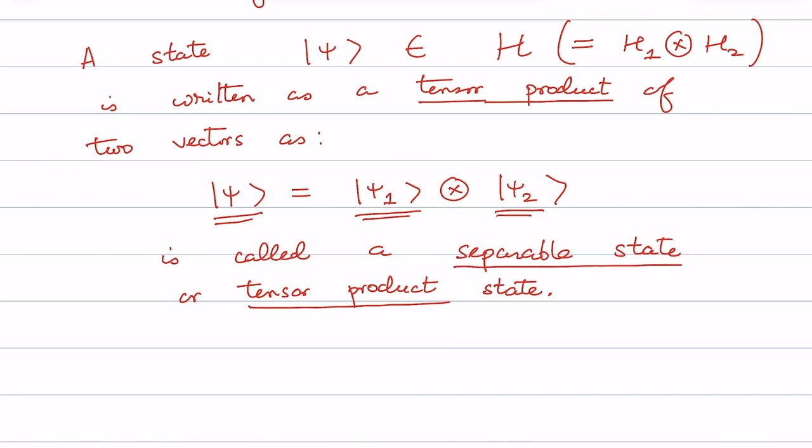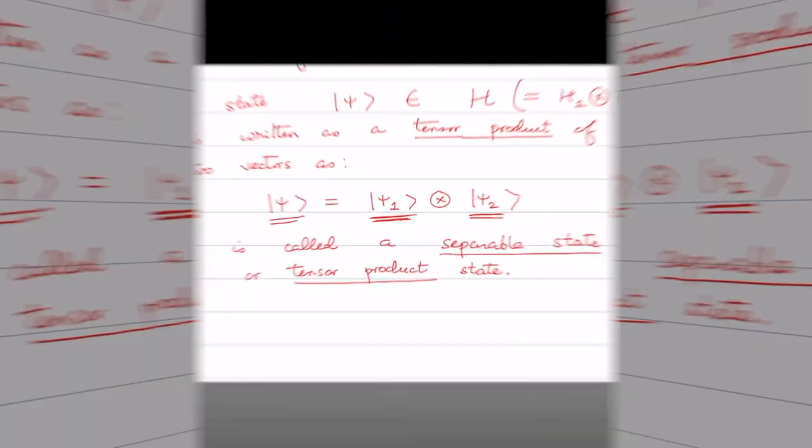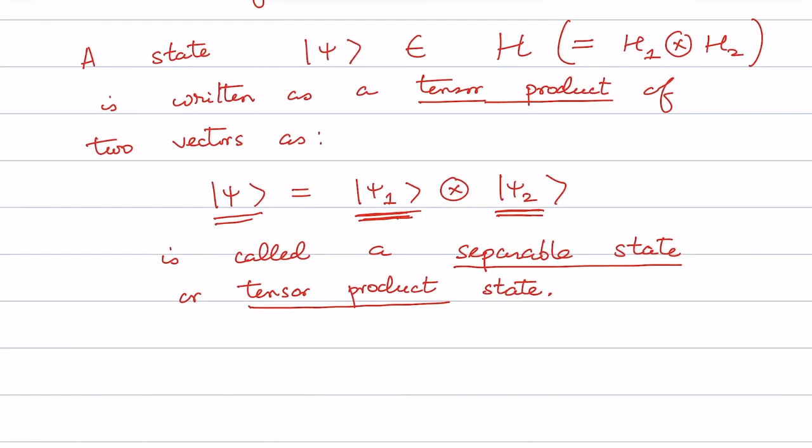As you can see, I can write it as a direct product of |psi_1> and |psi_2>, and it has a very simple interpretation. A separable state has a simple interpretation: the first system is in the state |psi_1>, while the second system is in the state |psi_2>. It is as simple as that.